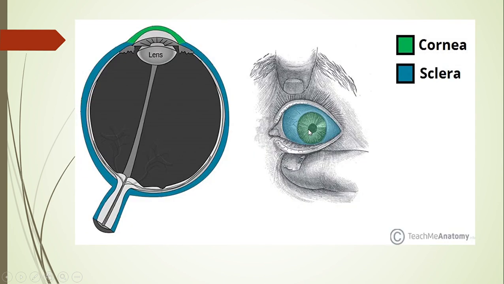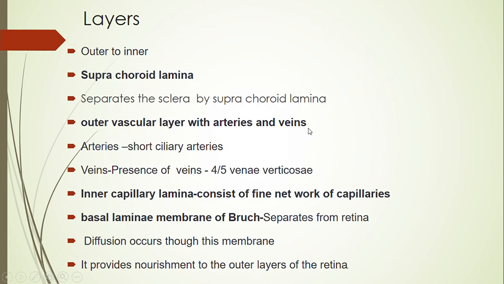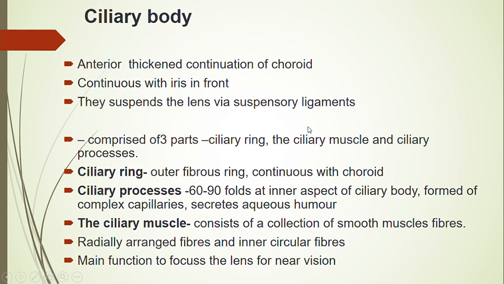So that is about the ciliary body. The ciliary body is an anterior thickened continuation, continuous with the iris in front. It suspends the lens via the suspensory ligament and is composed of three parts: the ciliary ring, ciliary muscle, and ciliary processes. The ciliary ring is the outer fibrous ring. The processes are the 60 to 90 foldings on the inner aspect of the ciliary body, formed with capillaries. The ciliary muscle is a collection of smooth muscle arranged in inner and outer layers.